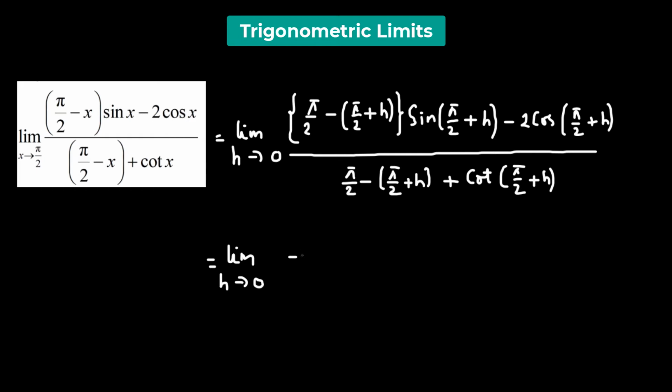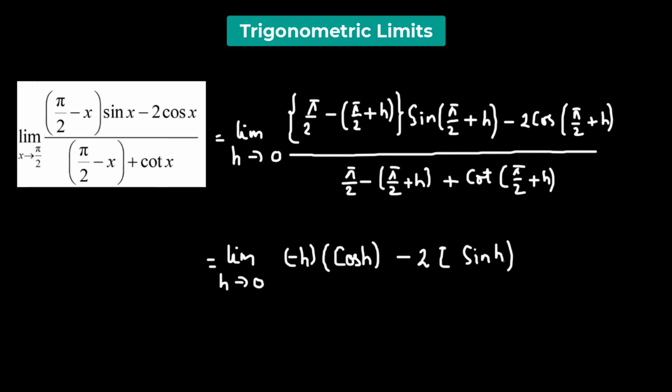Now sine of pi over 2 plus h is going to be equal to cosine of h. Now pi over 2 plus h means it's in the second quadrant. So in the second quadrant sine is positive, so this value is going to be positive. Minus 2 times, so cosine of pi over 2 plus h will become sine of h.